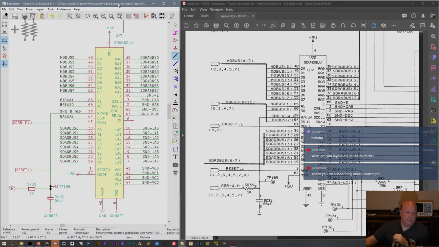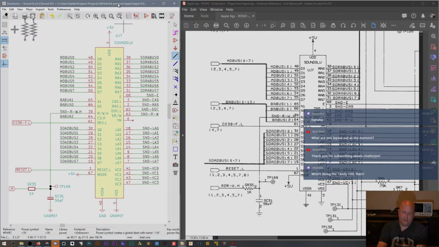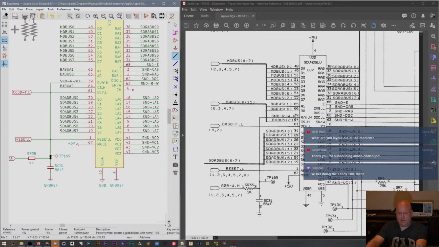So those are looking good. Let me double check my... So this should have happened by now, but okay. All right. Who's doing the Tandy 100 or the Tandy 1000? Was there a Tandy 100 or was that a typo?